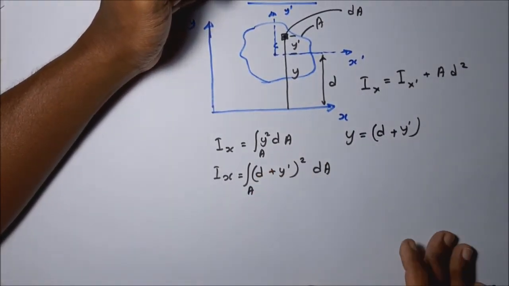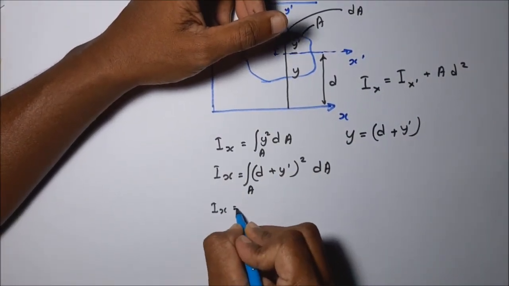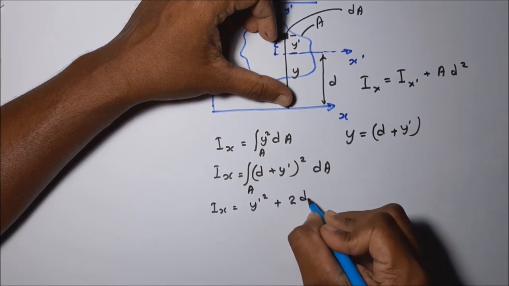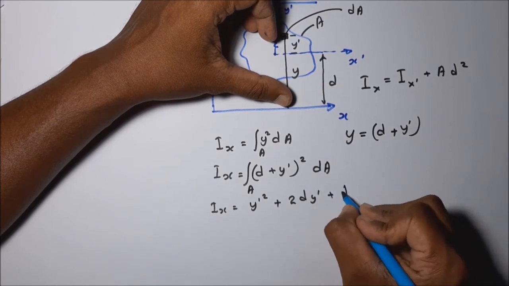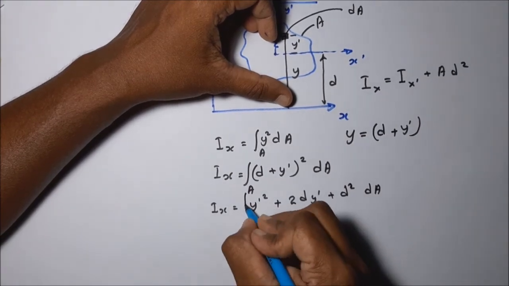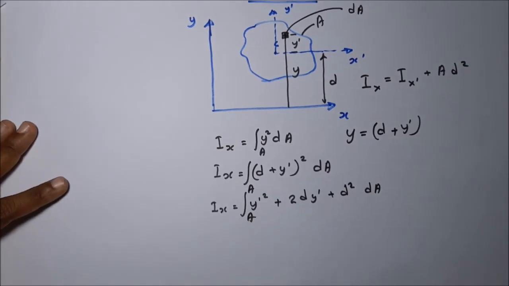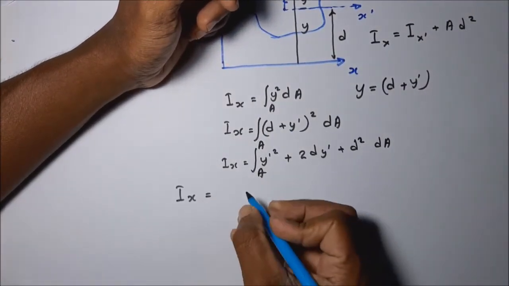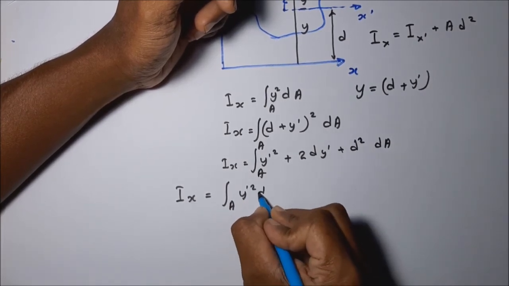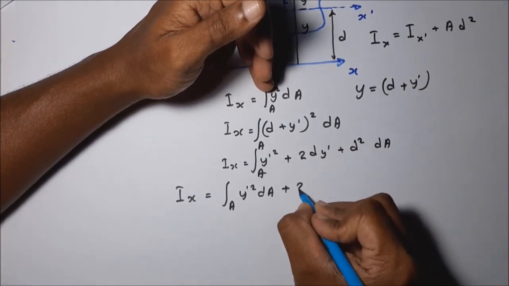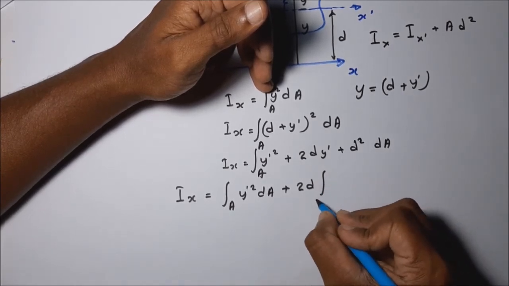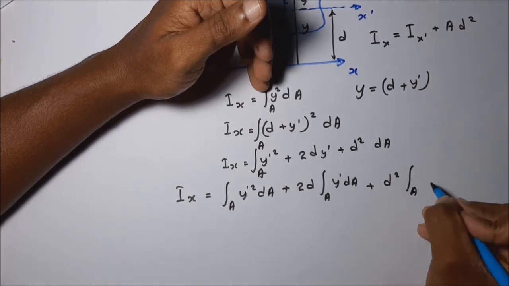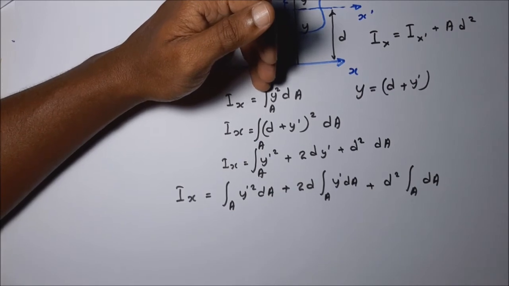Then I am going to expand this expression. Ix is equal to the integral over the surface area of y dash square plus 2 d y dash plus d square, dA. We can further simplify this. Ix is equal to the integral of y dash square dA, plus 2d, which we can take out of the integral sign because it is a constant, times the integral of y dash dA, plus d square times the integral of dA.